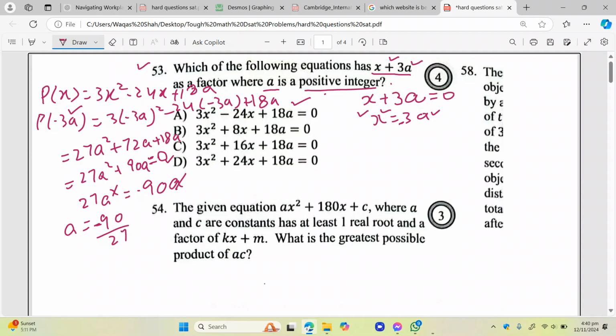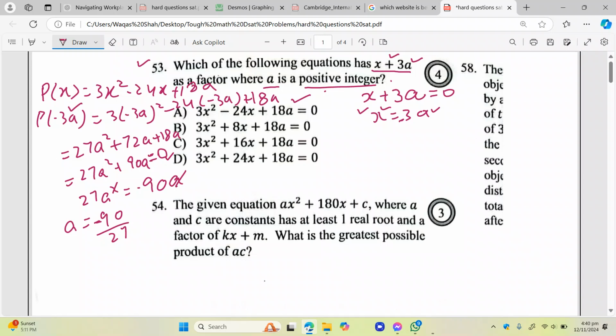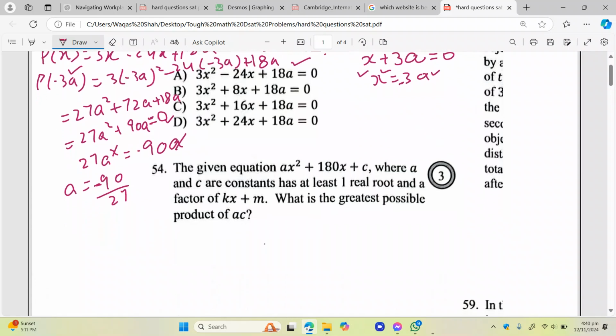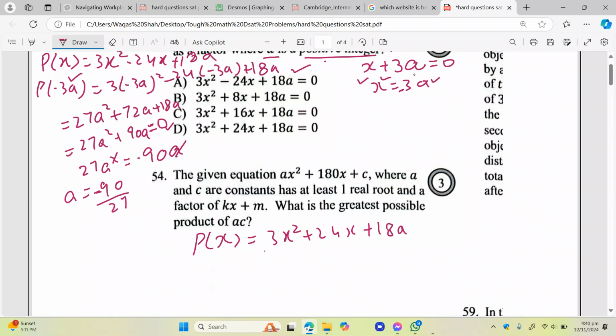So let's try another one. Let's try on d now. So in d, it's given that p of x is equal to 3x square plus 24x plus 18a, and we will use this zero of the polynomial. If this zero of the polynomial gives us a as a positive integer, then x plus 3a will be a factor of this equation, right? So let's check this out.